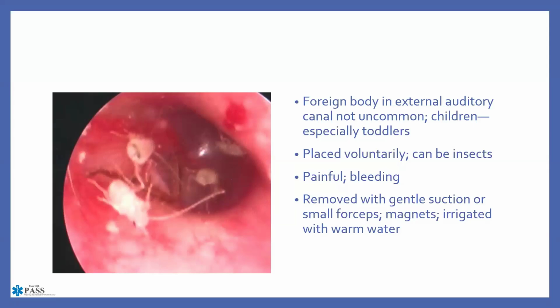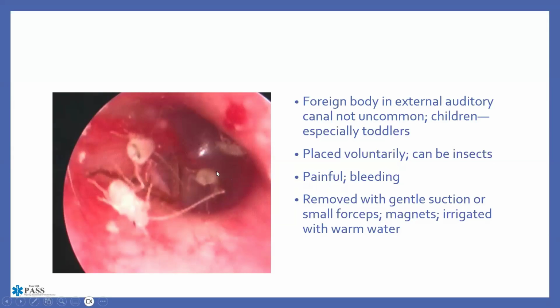So if that makes you kind of queasy, or not want to put your head on something at night, then I can certainly understand where you would be coming from. But cockroaches are one of the most commonly found things in the external auditory canal, and then ultimately removed in an emergency department.